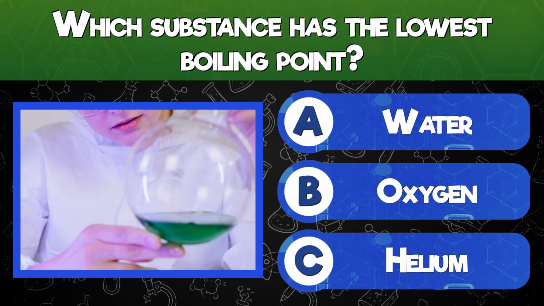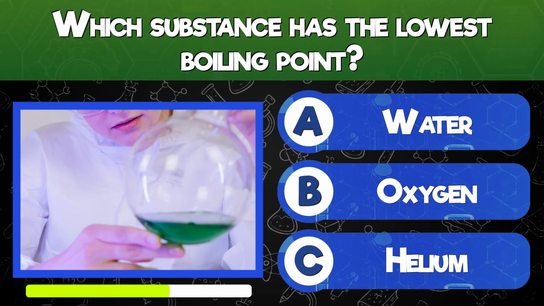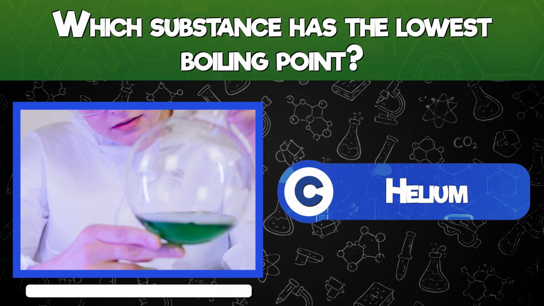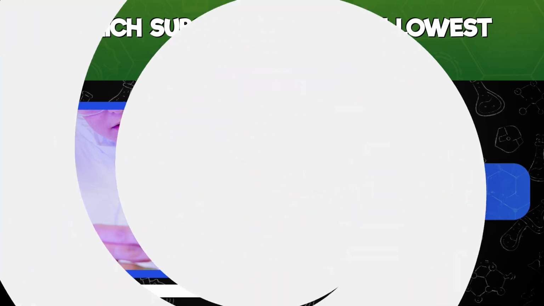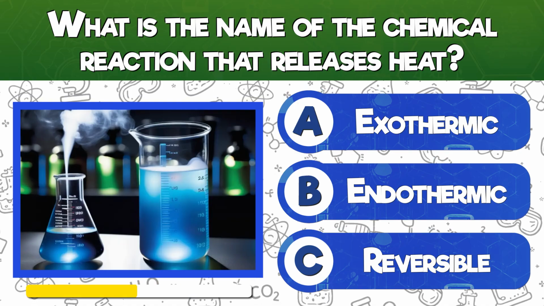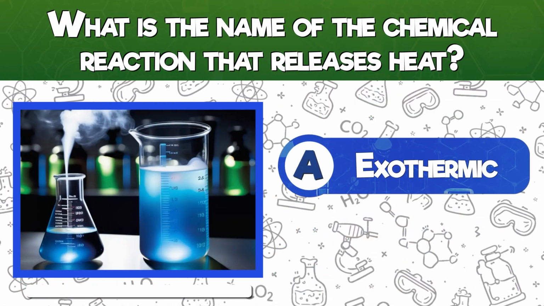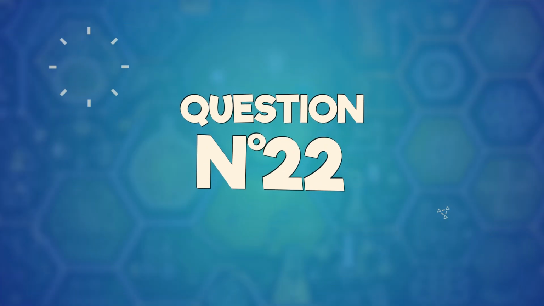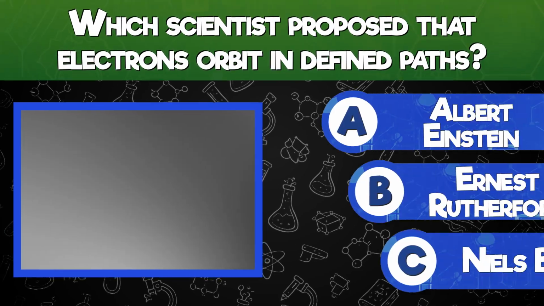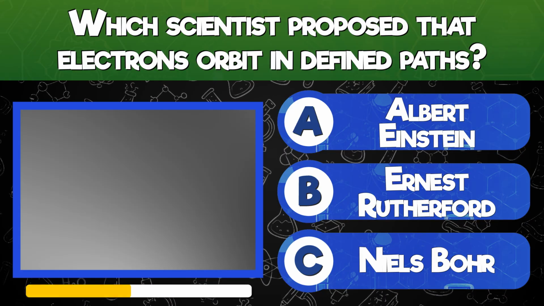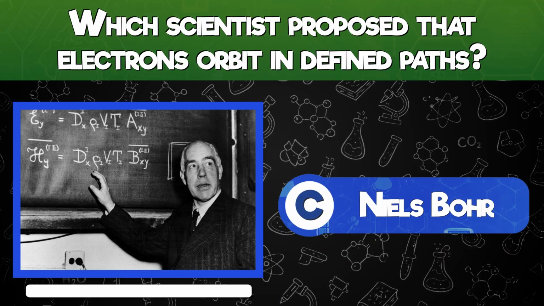Which substance has the lowest boiling point? Helium. What is the name of the chemical reaction that releases heat? An exothermic reaction. Here comes another one. Which scientist proposed that electrons orbit in defined paths? Niels Bohr.